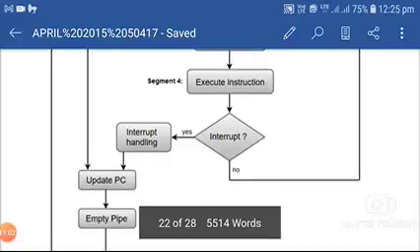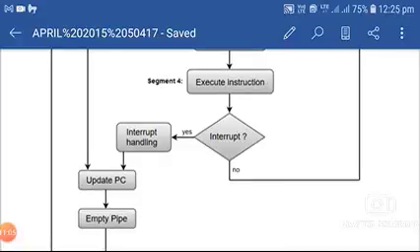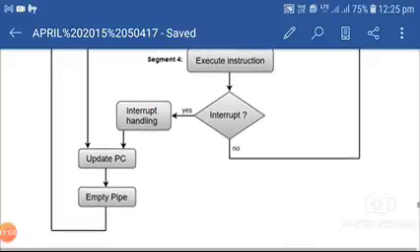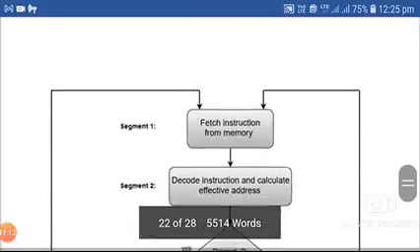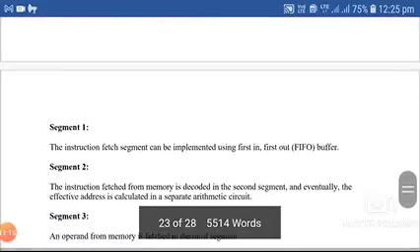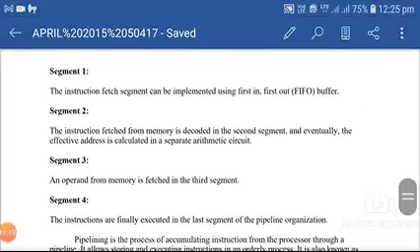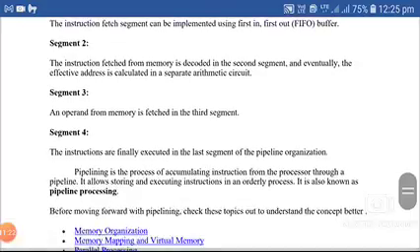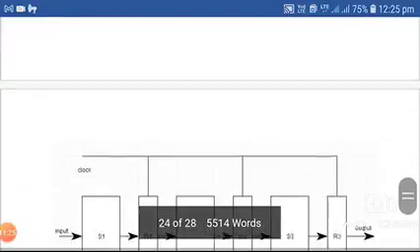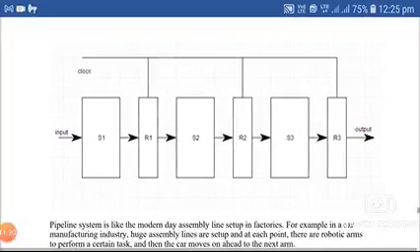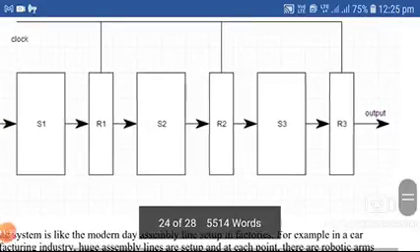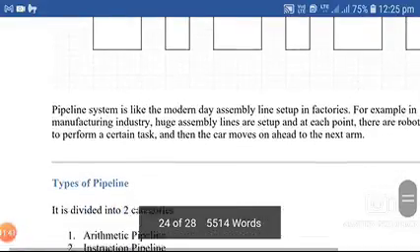Next, we check whether an interrupt is occurring. If yes, interrupt handling follows, then again branching to update PC and empty the pipeline. If no, it fetches the next instruction from memory. Those explanations are given below for segment 1, segment 2, segment 3, segment 4. This diagram also shows the overall pipeline instruction format. Here we have input and S1, R1, S2, R2, S3, and finally we get the output.